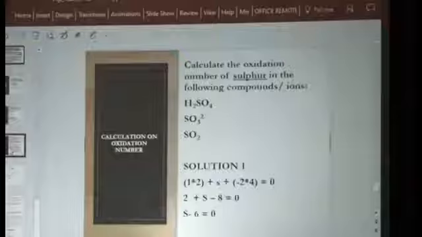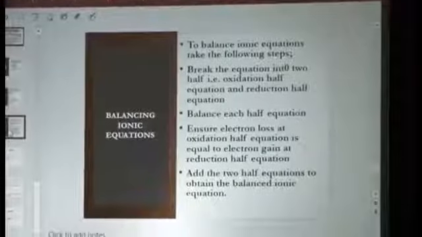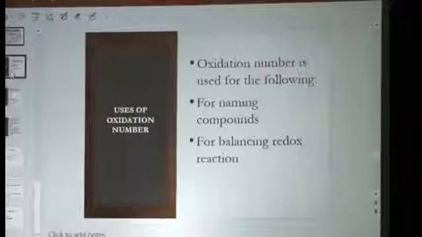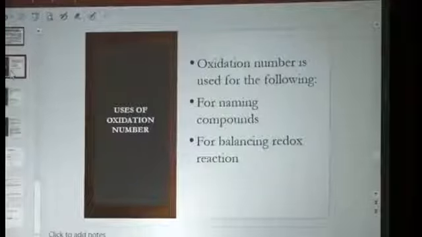Now, what is the importance of oxidation number? Number 1, it is used for naming compounds. Have you imagined when you're asked to write or state the name of H2SO4? What do you say? Hydrogen tetraoxosulfate(VI). Where do you get the 6? Oxidation number of sulfur. That is why oxidation number is very important in naming compounds.